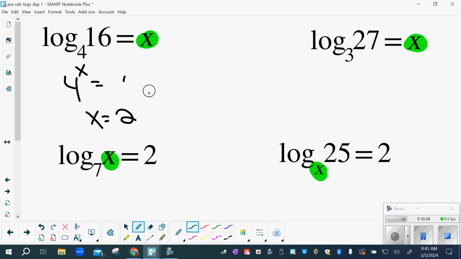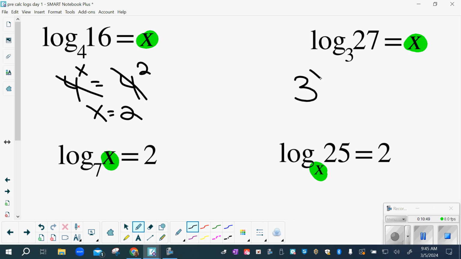Or I could even do this from last night. Ooh, look, the bases are the same. So easy. So the next one, you can either eyeball it and say 3 to the what gives you 27, or if you want to write it out, if that feels more comfortable to you, that's cool too, right? Totally fine with me. X would equal 3.